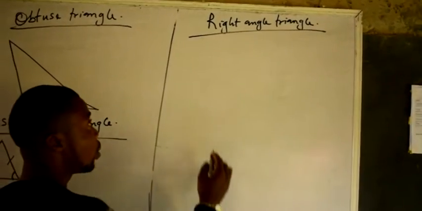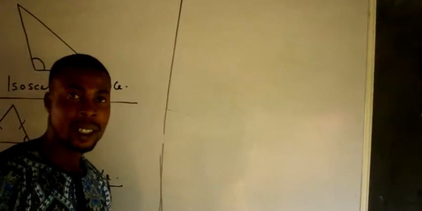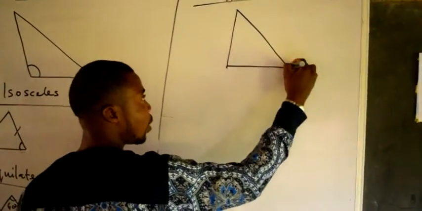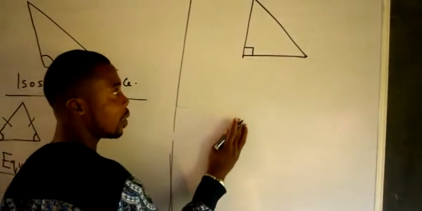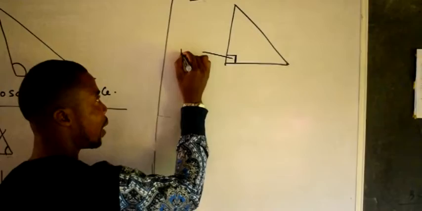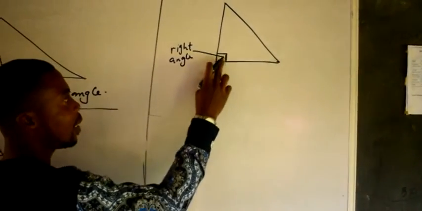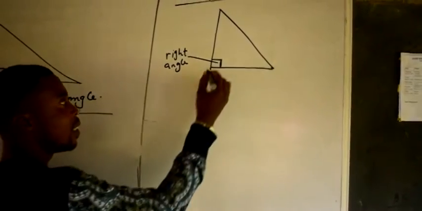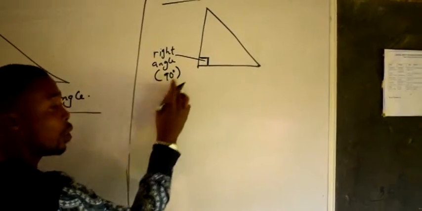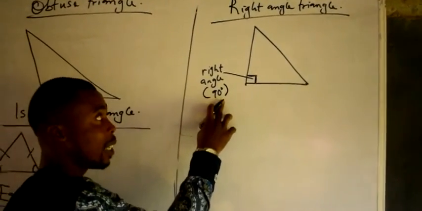Right angle triangle. If you are talking about a right angle, it means 90 degrees. For a right angle triangle, we have something like this. This sign means right angle. Take note of this: the measure of a right angle is 90 degrees.